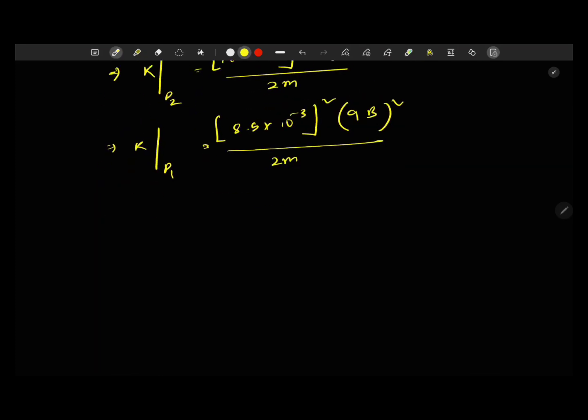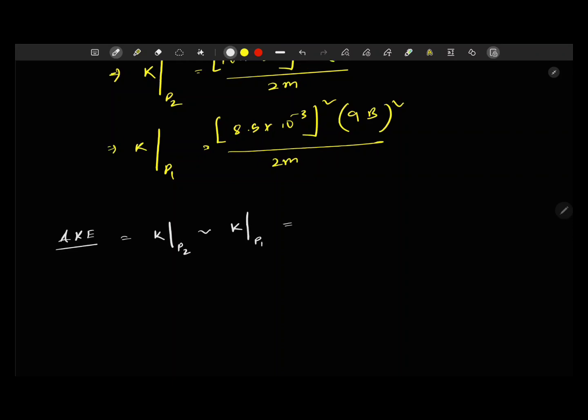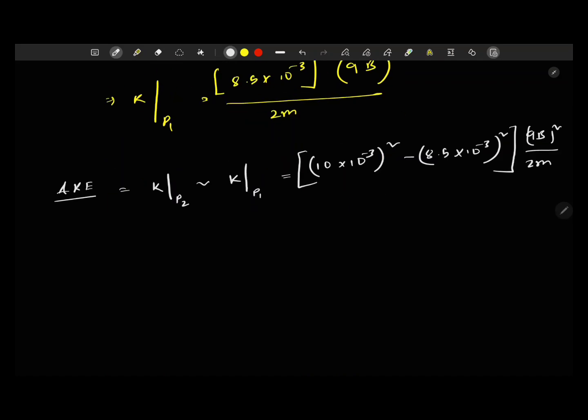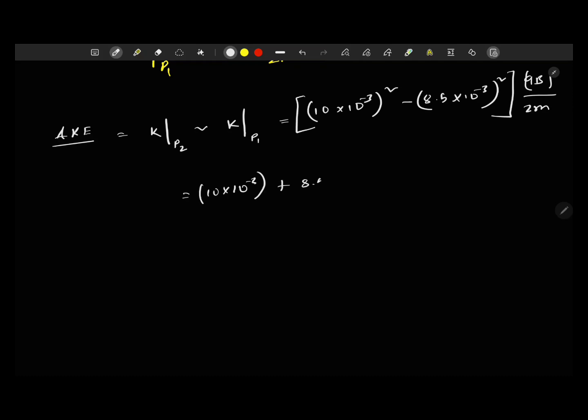The change in kinetic energy will be like this: the difference between the kinetic energy at point P2 and the kinetic energy at point P1. Irrespective of sign, positive or negative, we only need the difference between these two kinetic energies. So I need to find the difference of their kinetic energy to solve this huge equation. We can easily solve it by a tricky approach.